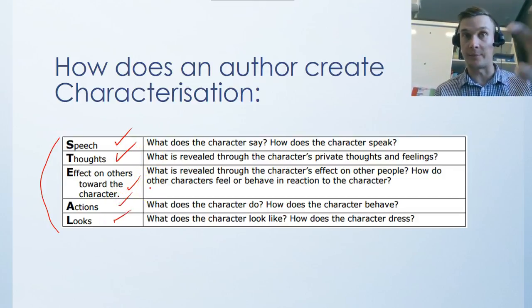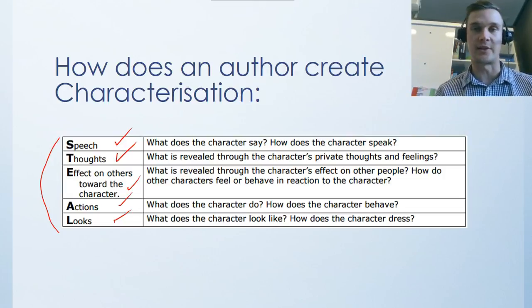So these are all the things that put together give us a pretty good understanding of indirect characterization. So the speech: what does a character say? How do they speak? The thoughts: what is revealed through their thoughts, or are they speaking about their feelings, etc.? We get an idea of how we feel about their character by explaining their thoughts. The effect on others toward the character: are they scared of them? Are they happy for them? Do they work well together?